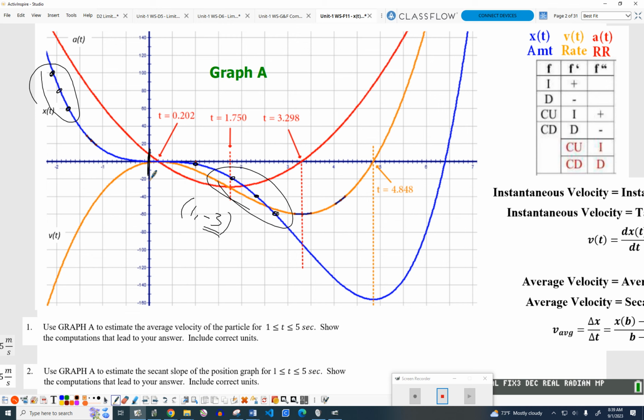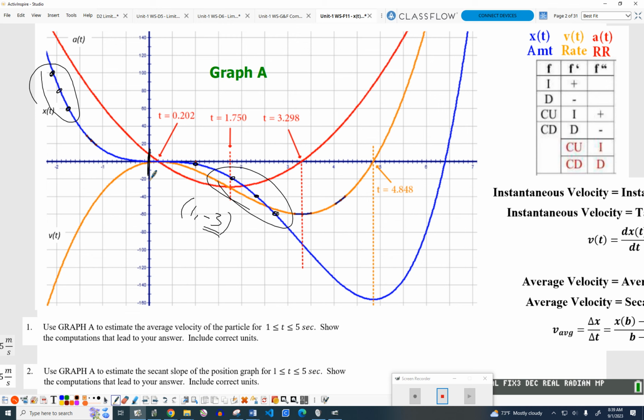Anybody else? Yeah, please. So we did the same thing with finding the points on the graph, but we did it on the velocity line. Would that find the average acceleration? Yes, absolutely.